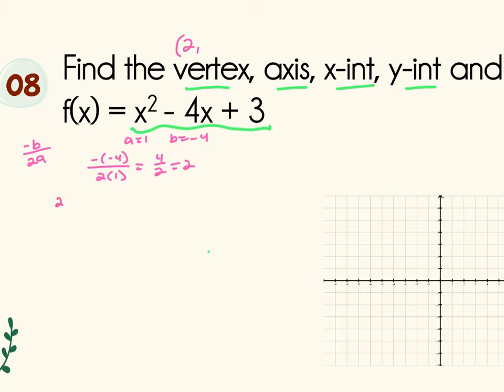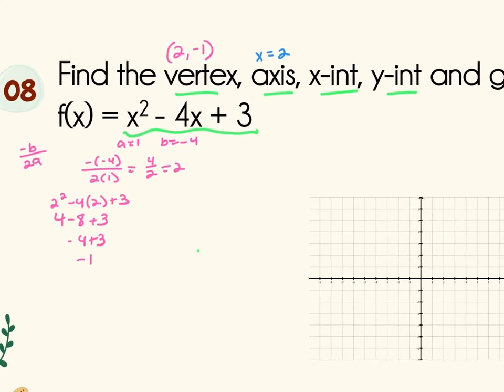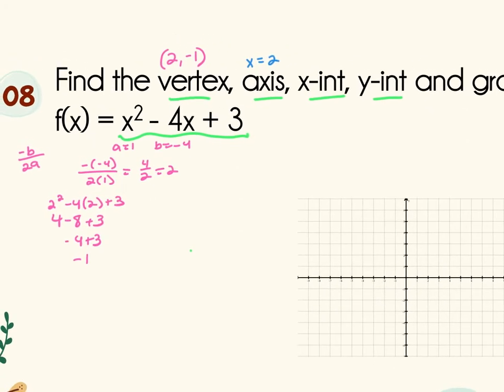Plug that back in, 2 squared minus 4 times 2 plus 3, and I get 4 minus 8 plus 3, -4 plus 3, which is -1, and that's the y coordinate of my vertex. The axis is always x equals the x coordinate of my vertex, which is 2. Let's skip to the y-intercept because that's the easy one. If I plug 0 into here and 0 into here, the y is just the c, so it'd be 0, 3.